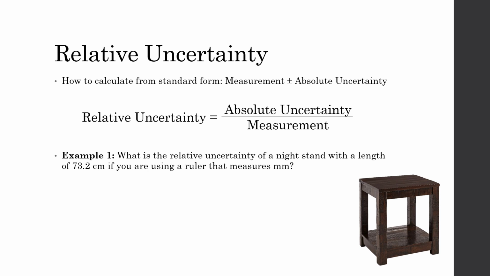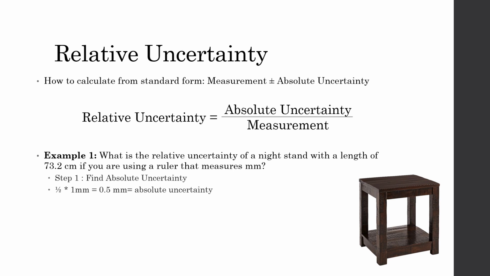Okay, so the way that you find relative uncertainty, if you're looking at your measurements in standard form, so that means measurement plus or minus your absolute uncertainty, is to divide the absolute uncertainty by the measurement. So an example would be, what is the relative uncertainty of a nightstand with a length of 73.2 centimeters if you are using a ruler that measures millimeters?